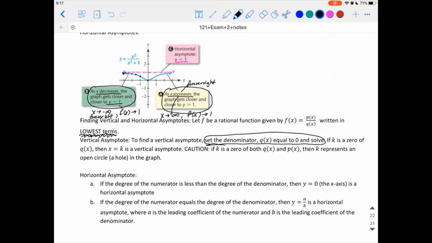Caution, if k is a 0 of both q of x and p of x, then k represents an open circle or a hole. So let me explain.